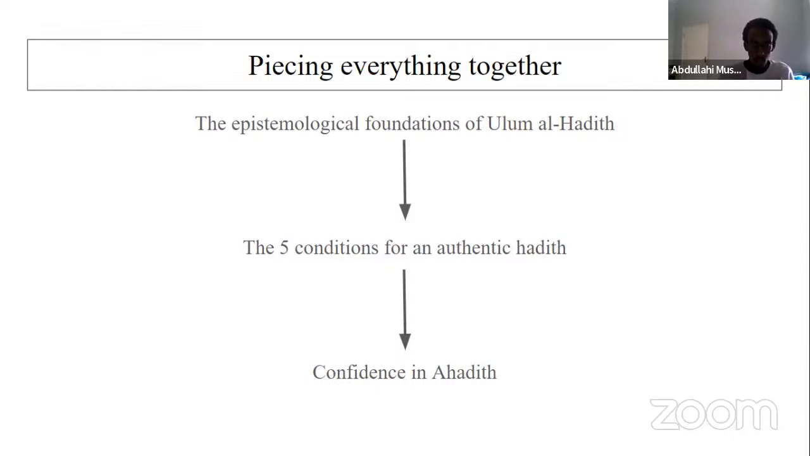And from those two conditions, we can build to construct all the 5 conditions for an authentic hadith. And once we know the 5 conditions for an authentic hadith and apply them on a hadith, we can, at the end of the day, have confidence in the isnad tradition. We can have confidence in the veracity of a hadith found in the books of hadith.